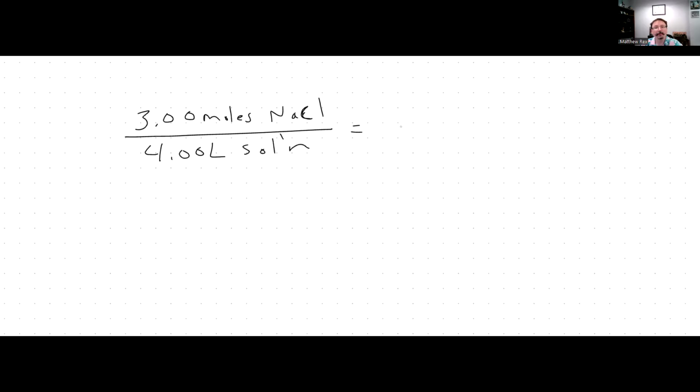Determine the molarity of a solution formed by dissolving 3 moles of NaCl in enough water to yield 4 liters of solution. Molarity is just moles of solute over liters of solution. So if I do that, that will give me my molarity.